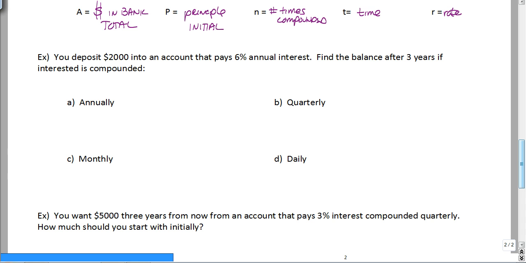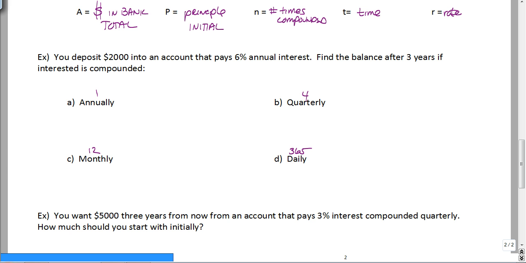And we're going to pretend that we deposit $2,000 that pays 6% annual interest, and we're going to find the balance after 3 years. But what we're going to do is change the number of times it's compounded every year. So annually means it's 1 time per year. Quarterly means 4 times per year. Monthly, obviously, 12 times per year. And daily is 365 days per year unless it's a leap year.